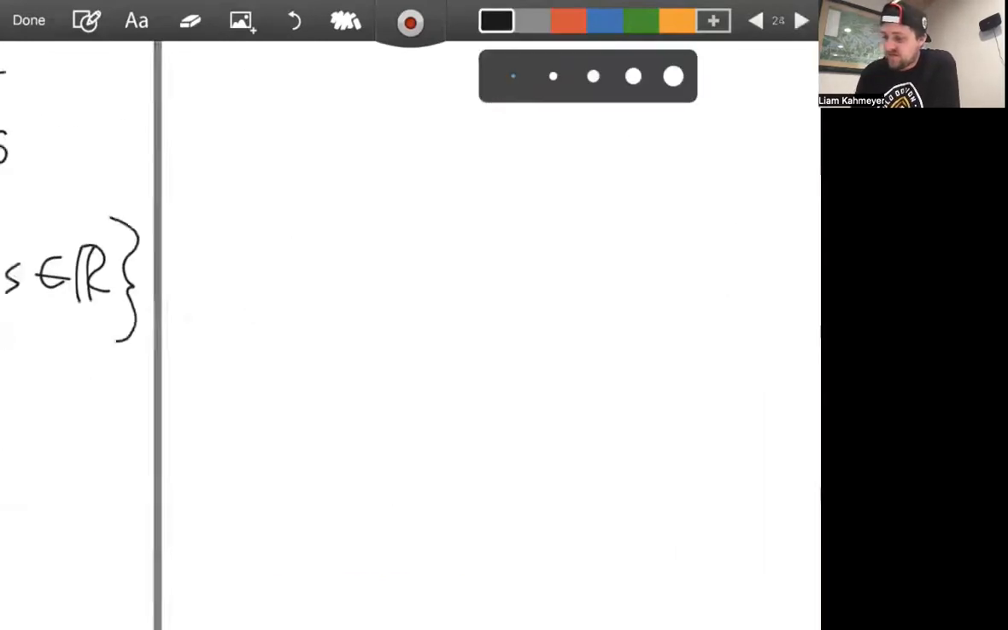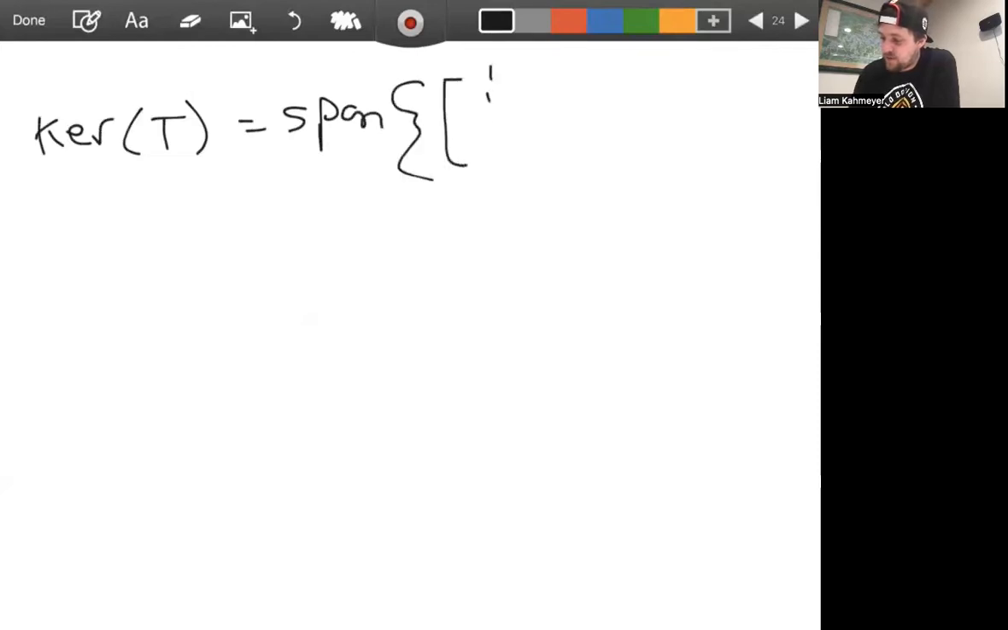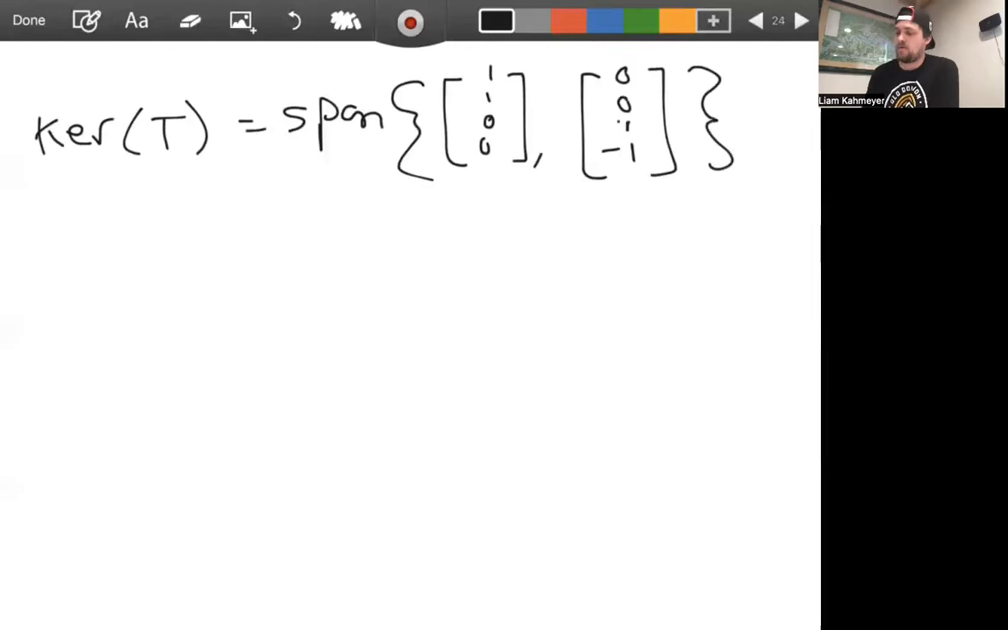And so what we've just found is that the kernel of T has been calculated to be the span of the vectors (1, 1, 0, 0) and (0, 0, 1, negative 1). Right? And so we found a basis. The basis consists of those two elements. Cool. What about for the image?